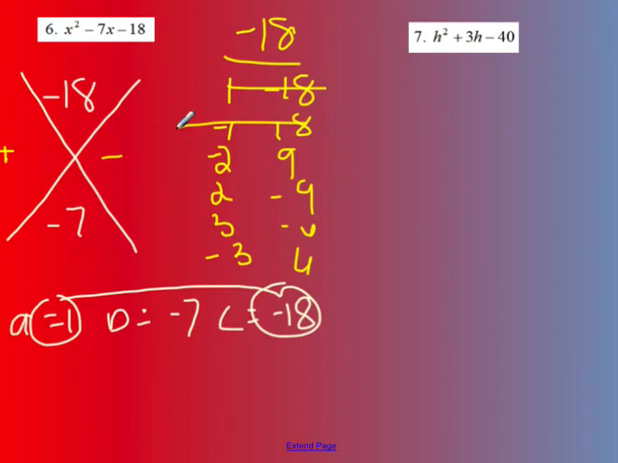Negative 2 plus 9, oh, that's a positive 7. I'm close, but not quite what I want. 2 plus a negative 9, there's where I'm going to get my negative 7. So in here I have plus 2, and there I have minus 7. So that is the x completely filled out.